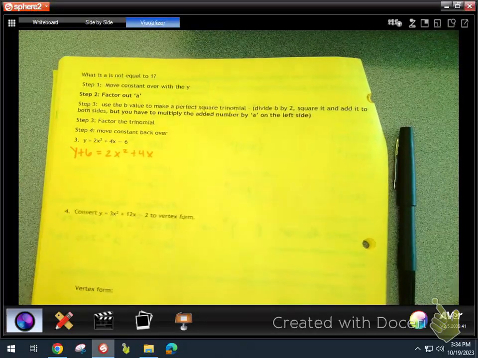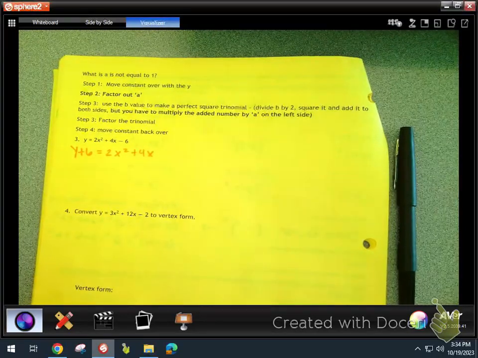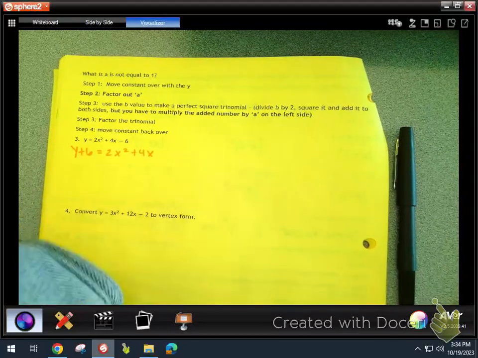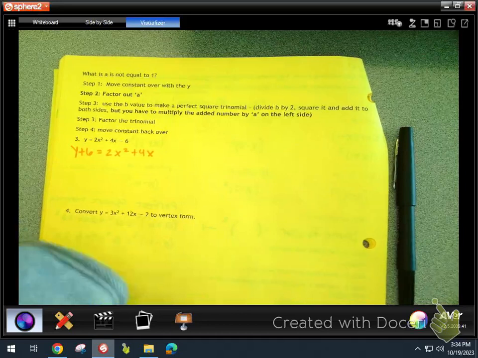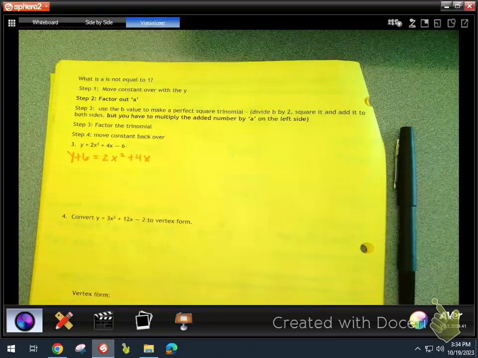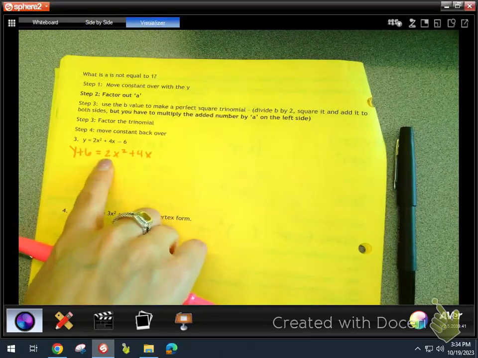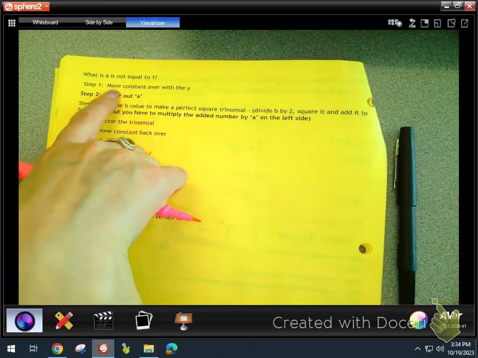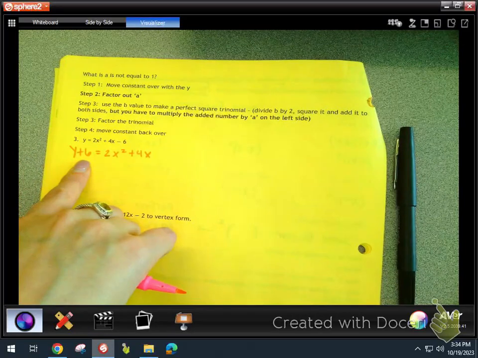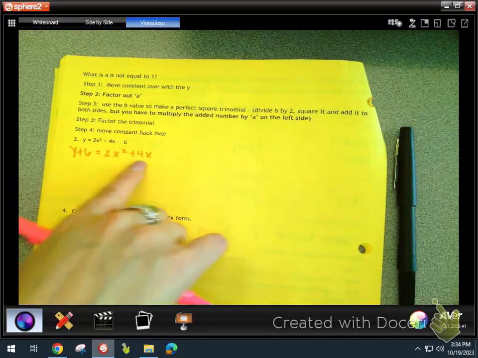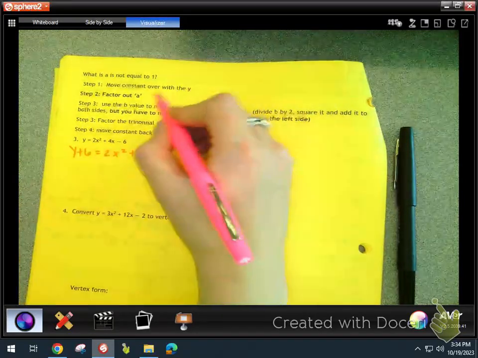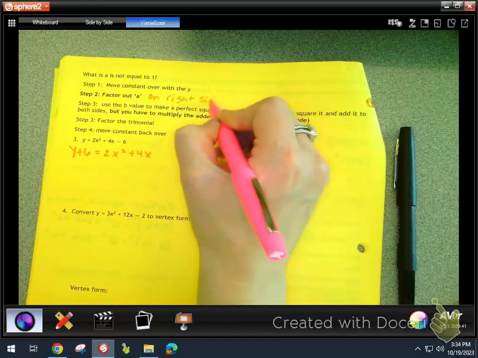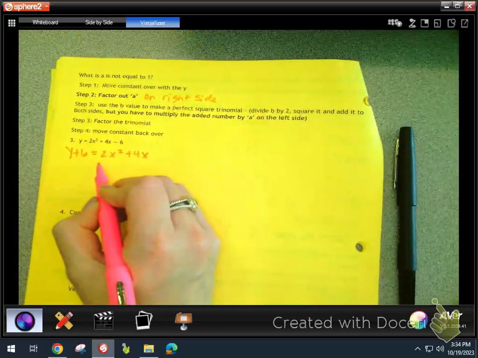So when we create our vertex form, y'all remember your vertex form, it was a, and then it's always x minus h squared. And that binomial squared is always 1x plus or minus something. So when you have an a value that is not 1, after you move the constant over, this is the key, after you move that constant over, then you are going to take out the a value on the right-hand side. And it's just the a. It is not the GCF. It is just the a value.